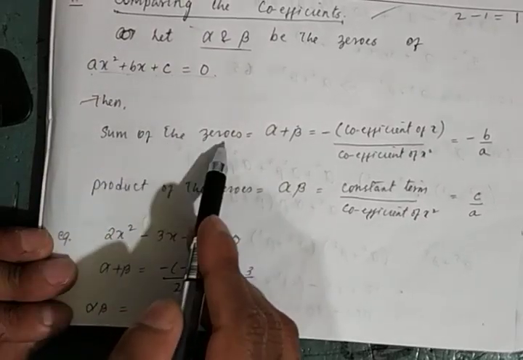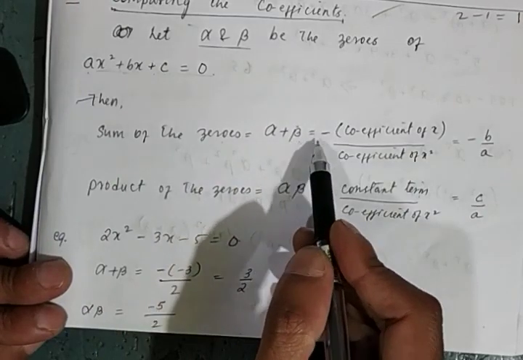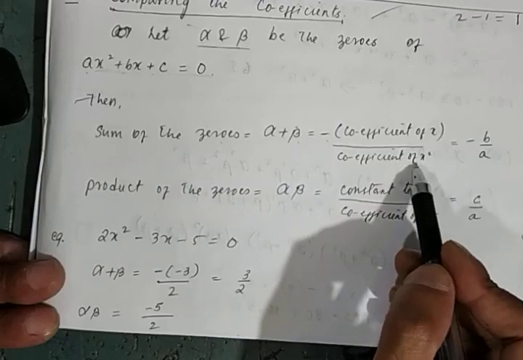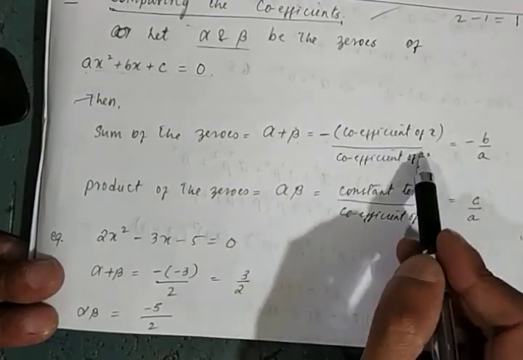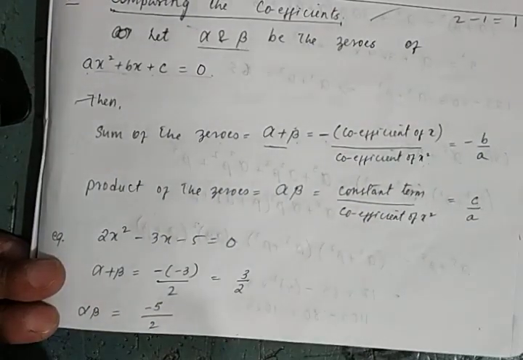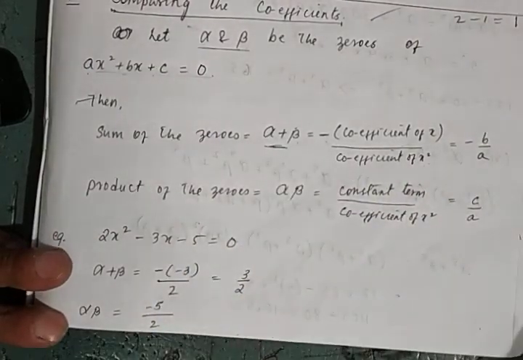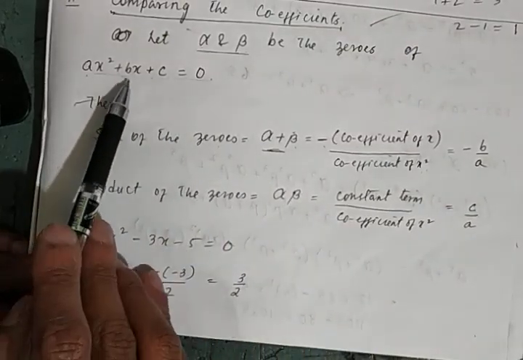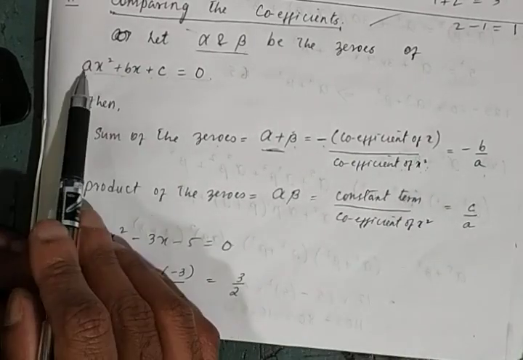Sum of the zeros. Sum of the zeros means you have to add up, alpha plus beta is equal to minus coefficient of x divided by coefficient of x square. Minus is in the formula, remember. Coefficient of x divided by coefficient of x square. I'll be using this one later in the problems. Very important problems. It used to come in SSC also. Now minus is minus, coefficient of x. What is the coefficient of x here? b. Divided by a, because coefficient of x square is a.